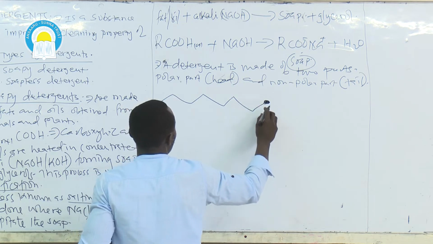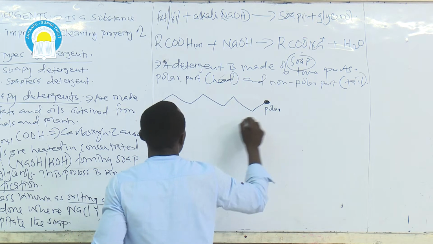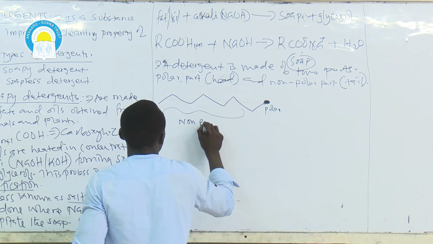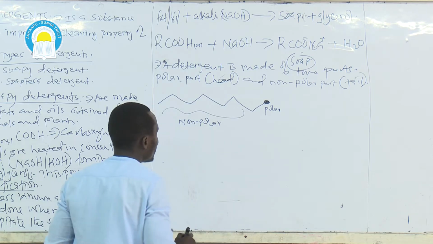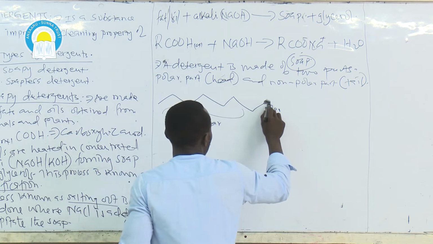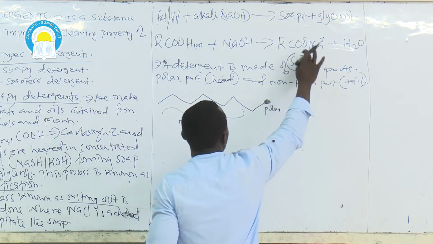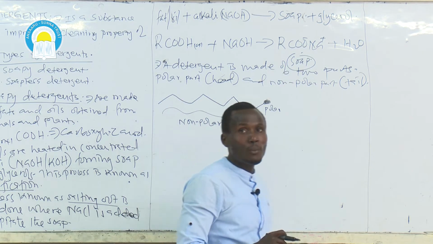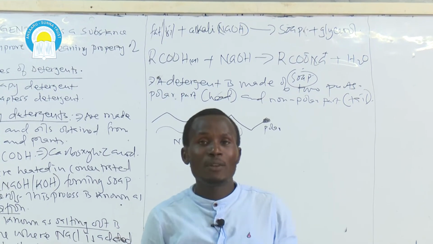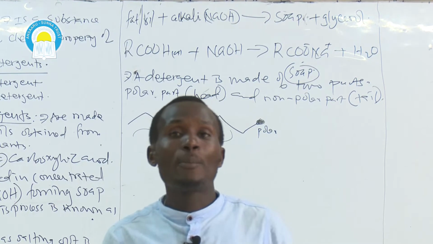So this is what you have as the polar end. This one here represents the non-polar, which is represented by R. So the head here represents this part that we are going to have. So we say that a detergent is made of two parts. We have the polar part and the non-polar part.